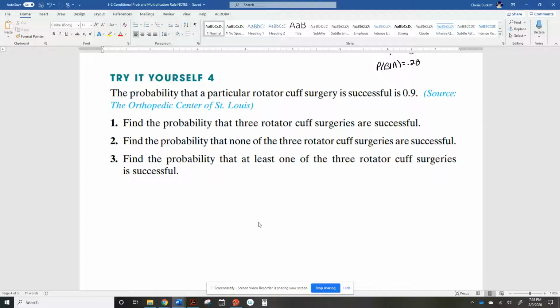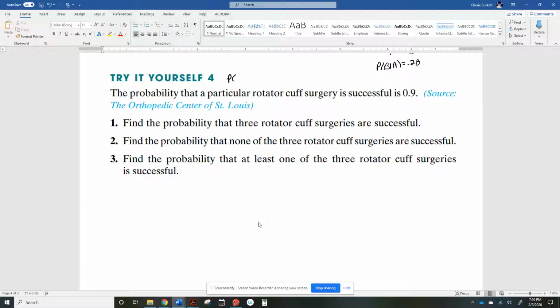So they give us the information that the probability of successful rotator cuff surgery is 0.9. And it's interesting that they give us these probabilities, because we're going to see this kind of stuff again in chapter 4. These are called binomial probabilities because there's only two outcomes. The surgery is either successful or unsuccessful. So anytime there's only two outcomes, it's called a binomial probability. But anyway, that's coming up in chapter 4.